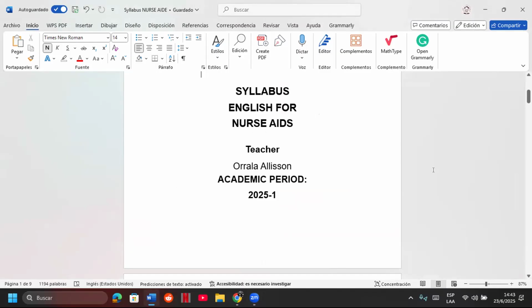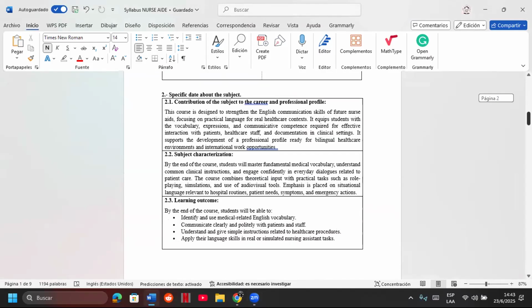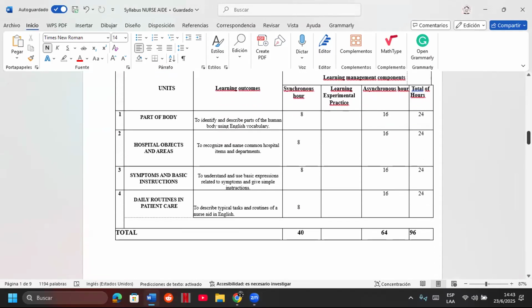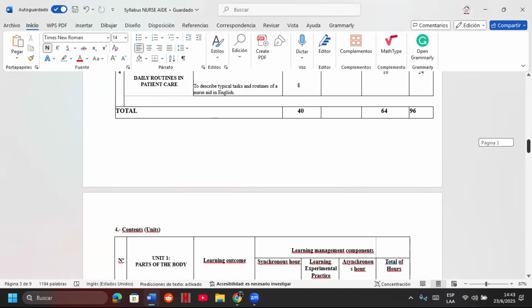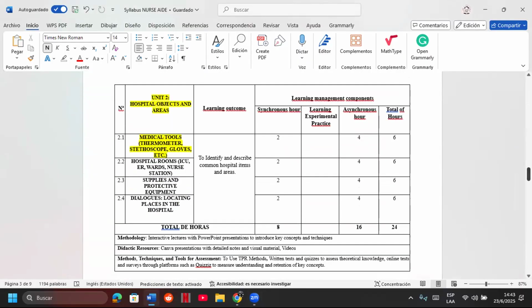This profession for today is nurse aides. This is my syllabus. There are 4 units for this class. I choose unit number 2 with the item 2.1. Sorry, the topic for today is about the medical tools.